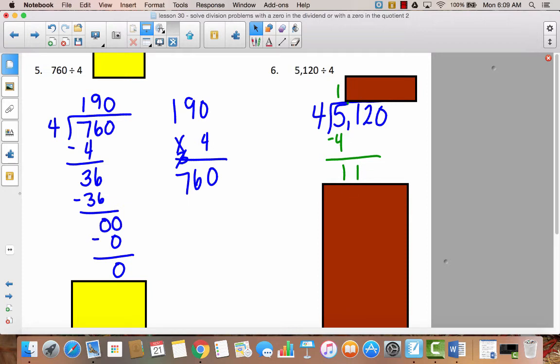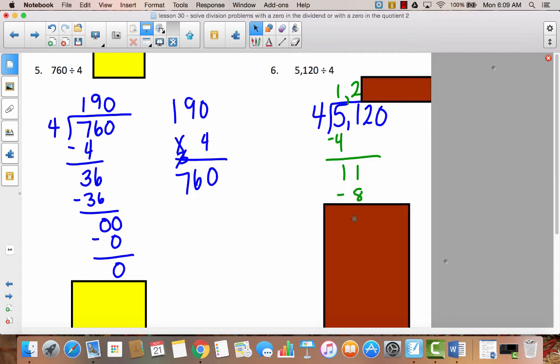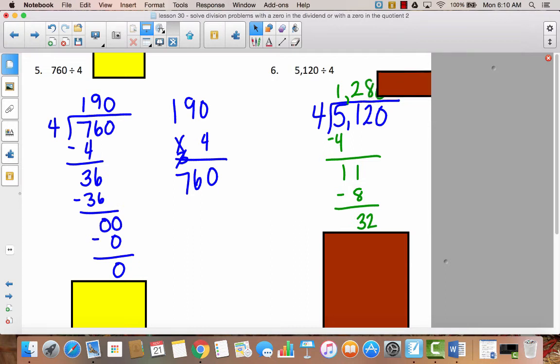11 divided by 4 put 2 in each group. 2 times 4 is 8. So that left 3 hundreds, and I added those to my 2 tens, and that gave me 32 tens. So then I took 32 divided by 4, which was 8.